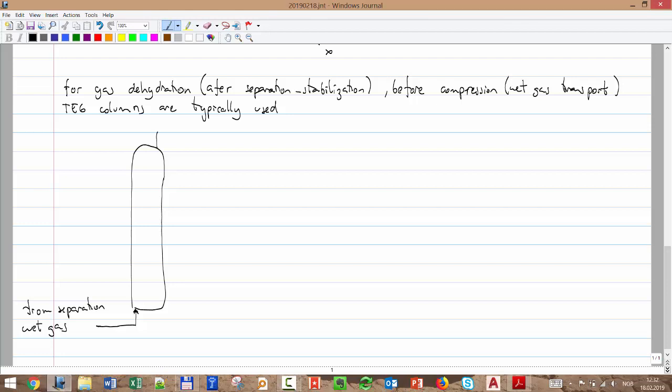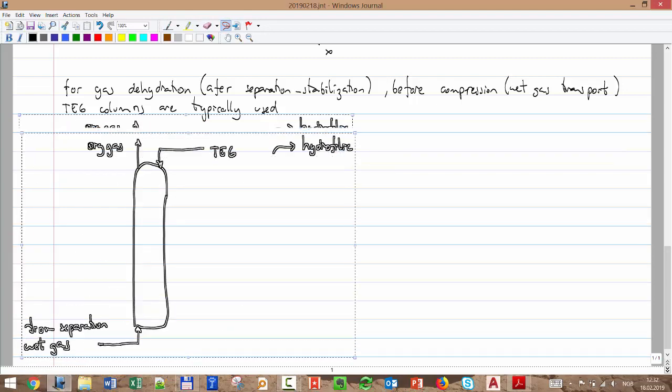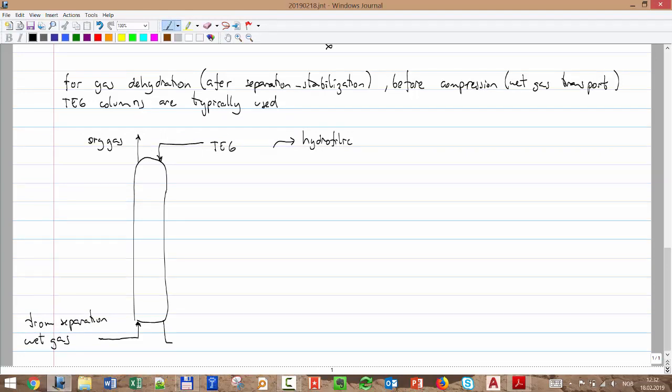And then from the top I'm going to introduce TEG, triethylene glycol. The idea behind it is something like the heat exchanger: there is a driving force, which will be concentration. TEG is a substance which is very hydrophilic, that tends to attract water. That's why we use it. Then at the exit point we have the dry gas, and at the bottom we have wet TEG, TEG that has water inside.